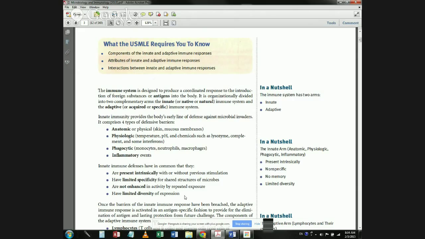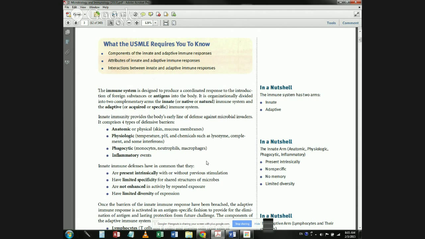So it makes sense because they are not enhanced in activity by repeated exposure. That makes sense because it doesn't matter how many times you're exposed to a microbe, your skin is not necessarily about to change usually. Limited diversity of expression. They don't change necessarily, they're just there. Have limited specificity for shared structures of microbes. Not quite sure what that means. Like all microbes have a cell wall. They're not specific about things like that, maybe.